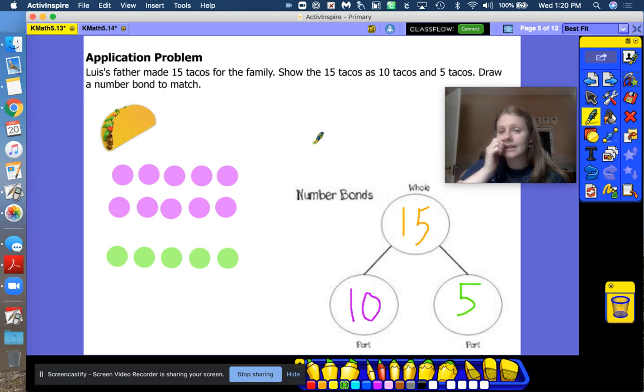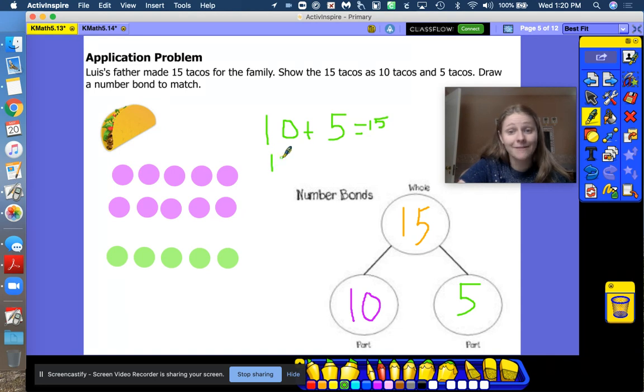All right, friends, the last thing that we need to do is our number sentence. 10 plus, oh, that's a silly 0. Misput. 10 plus 5 equals 15. Awesome job. Okay, now who can challenge themselves and write it backwards? 15 is the same as 10 plus 5. Good job.